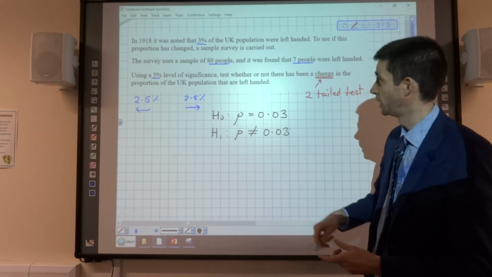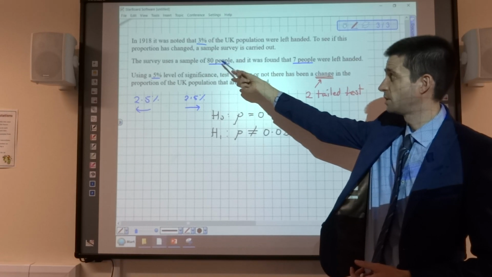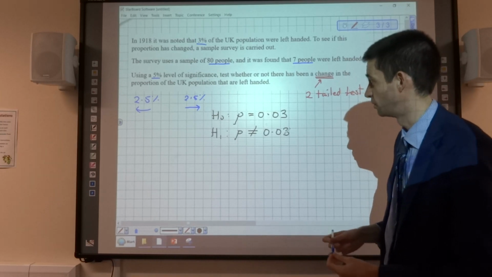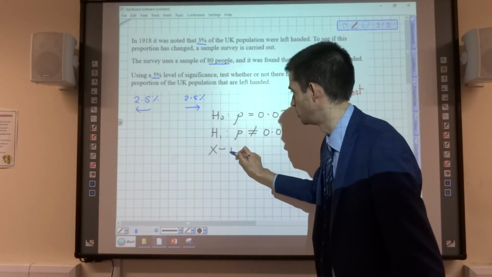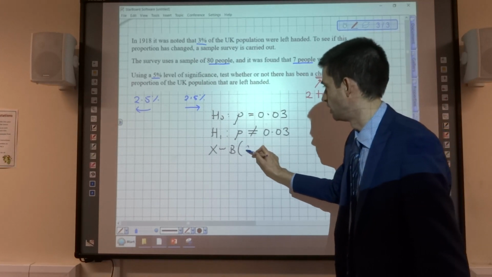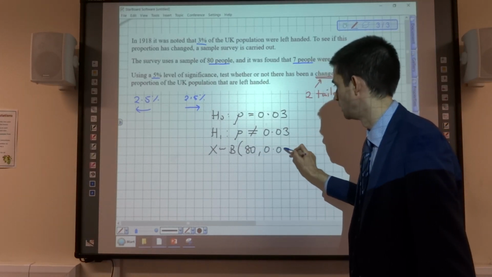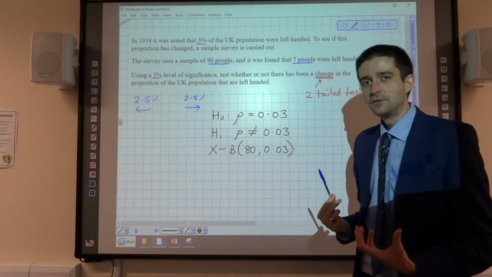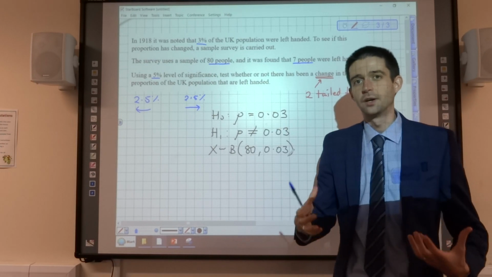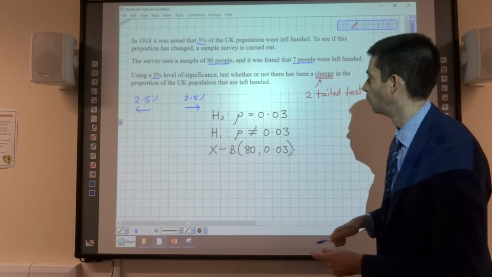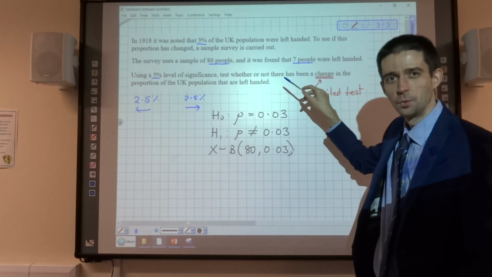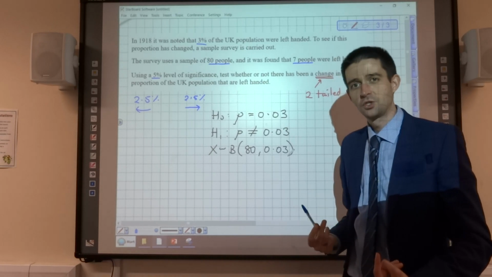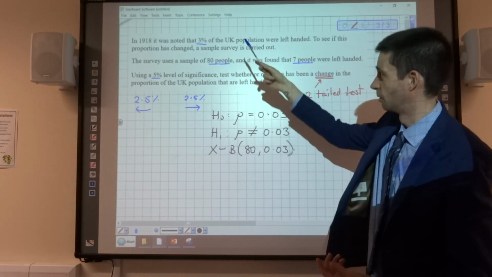To test this, we're going to use the sample given, so n is 80 and the probability is 0.03. So we're going to define the distribution that we're using. X follows the binomial 80, 0.03. Now, even though it's a two-tailed test, we're not actually going to test both tails, because we're not going to say what's the probability of less than or equal to 7 and what's the probability of more than or equal to 7. We're going to make a choice based on what we'd see with the probability.